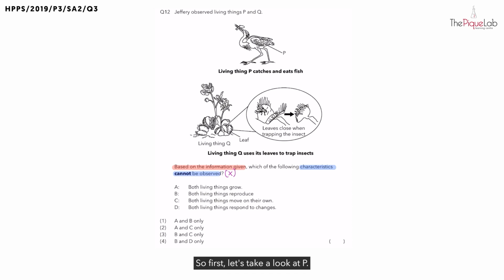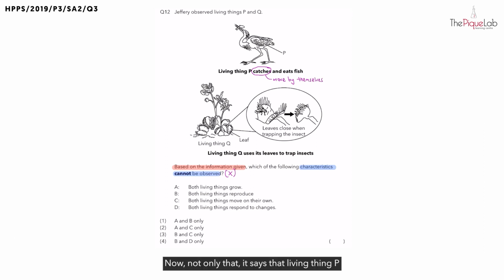So first, let's take a look at P. Now they said that living thing P is able to catch the fish. Now, in order for it to catch the fish, must it be able to move? Yes, and because it's able to move, what characteristic of living things does this show us? It shows us that living things can move by themselves.